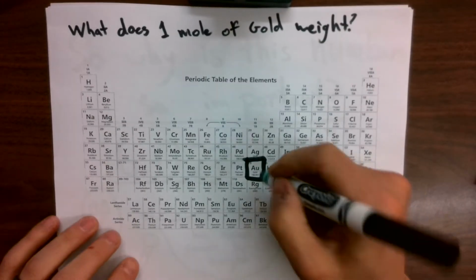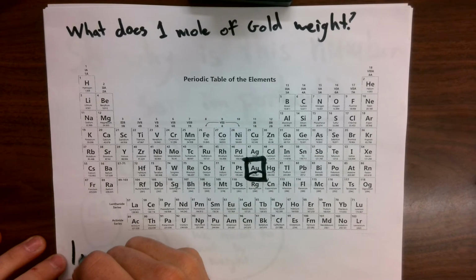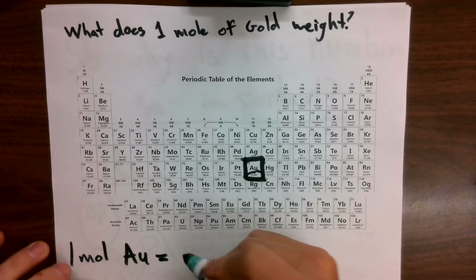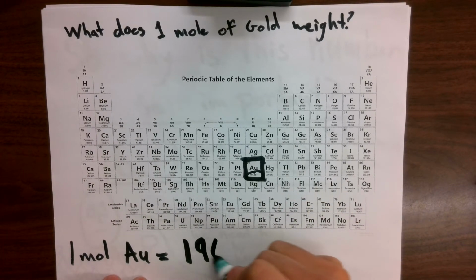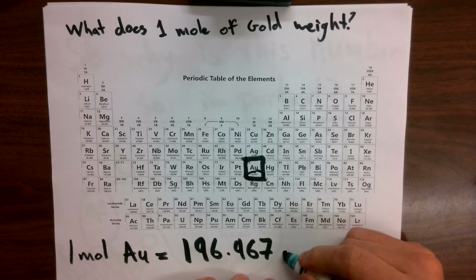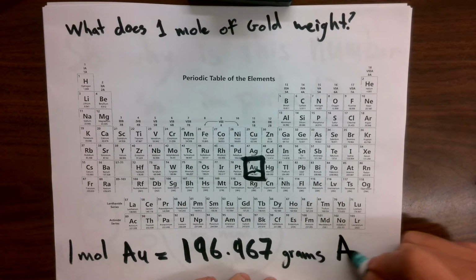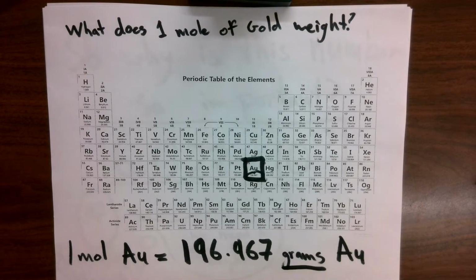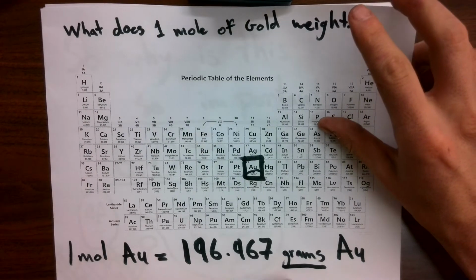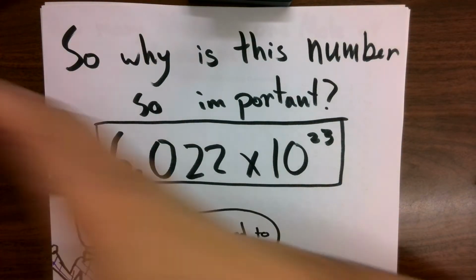Okay, I find this lower number right here. So 1 mole of gold, which is Au, is equal to that bottom number, 196.967 grams of gold. So that's what we're going to go with. We're going with grams. I put AMUs on the last one because we do need to talk about atomic mass units, but grams. Okay.